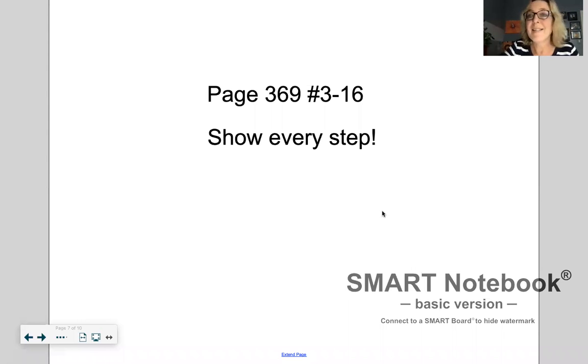So here is the assignment for you to work on. Make sure you show your steps and put a box or highlight your solution and then upload your work for me to see. Okay, good luck.